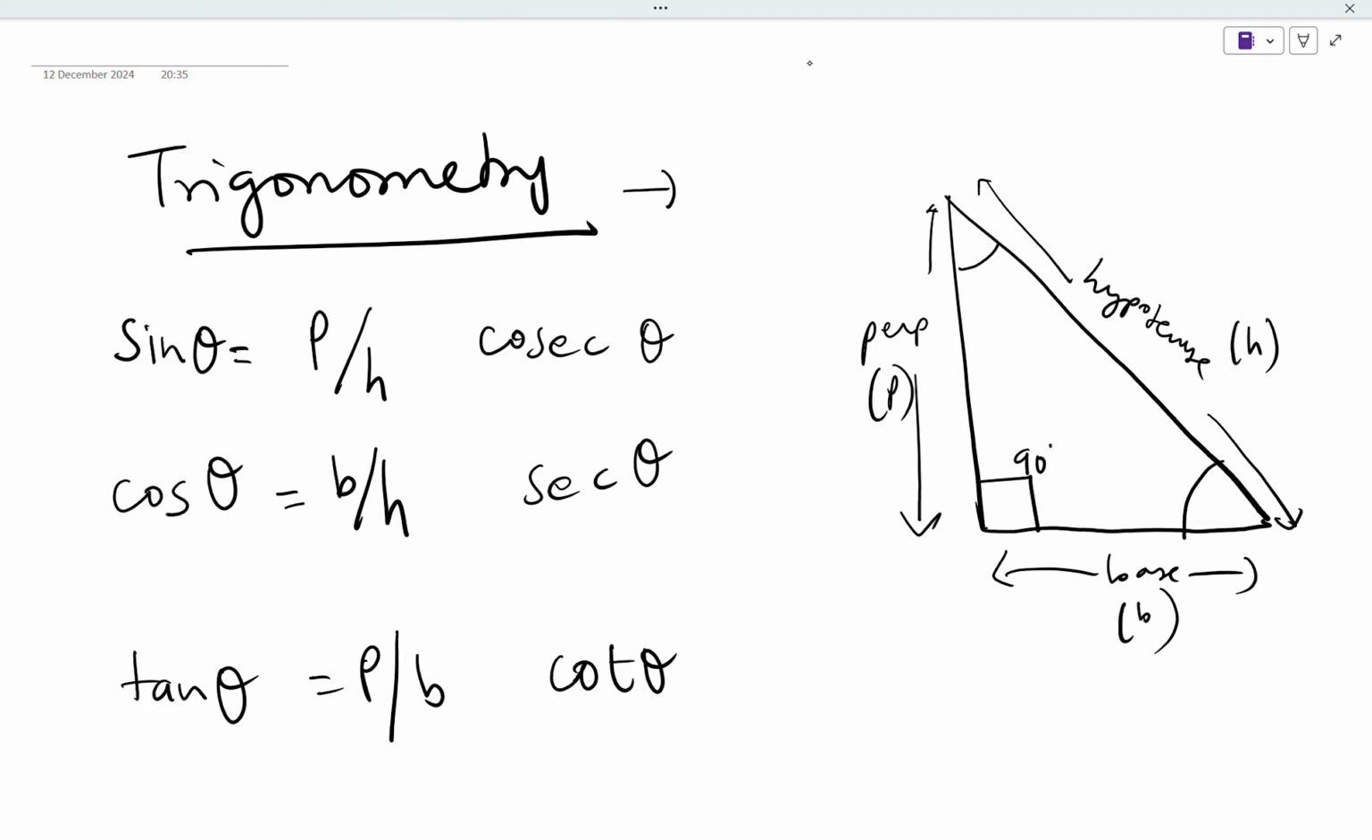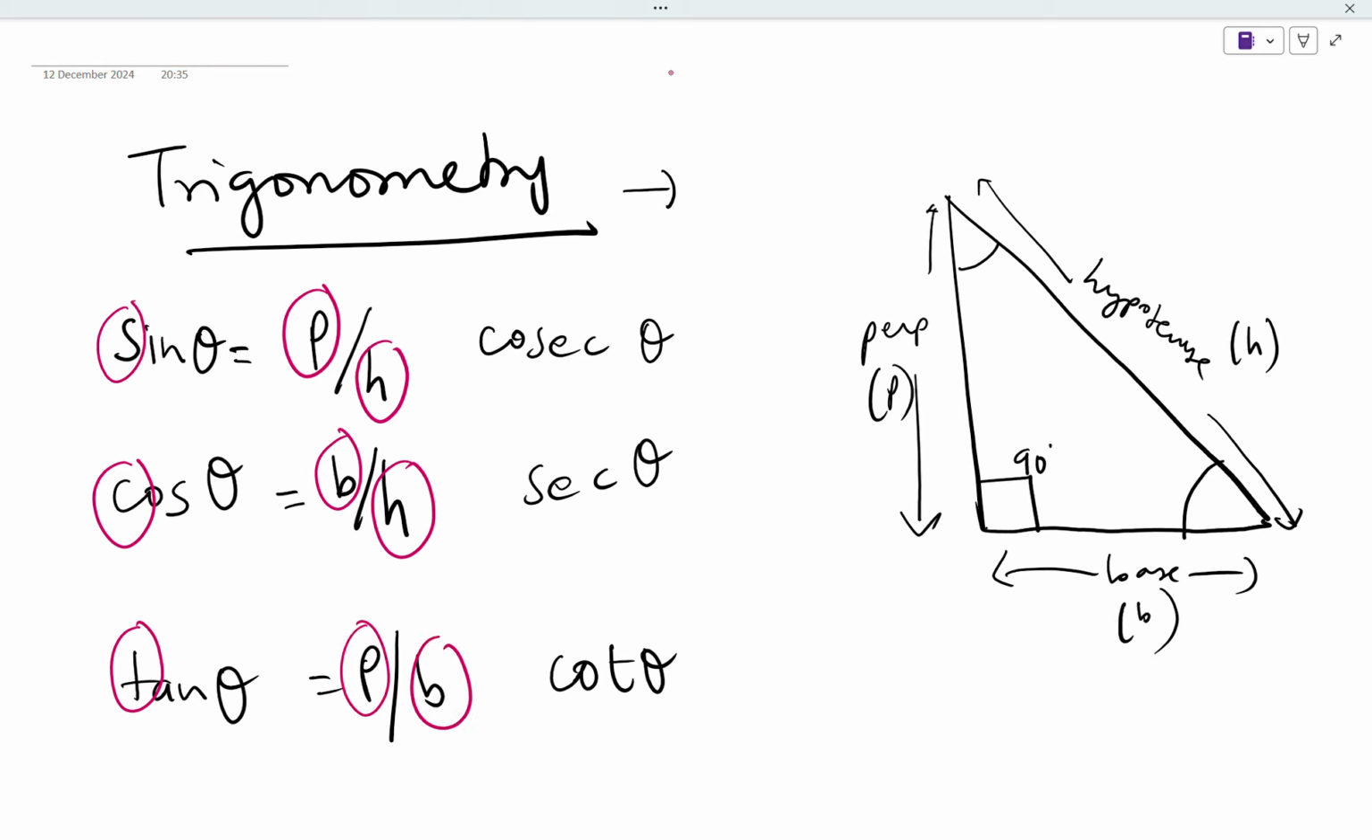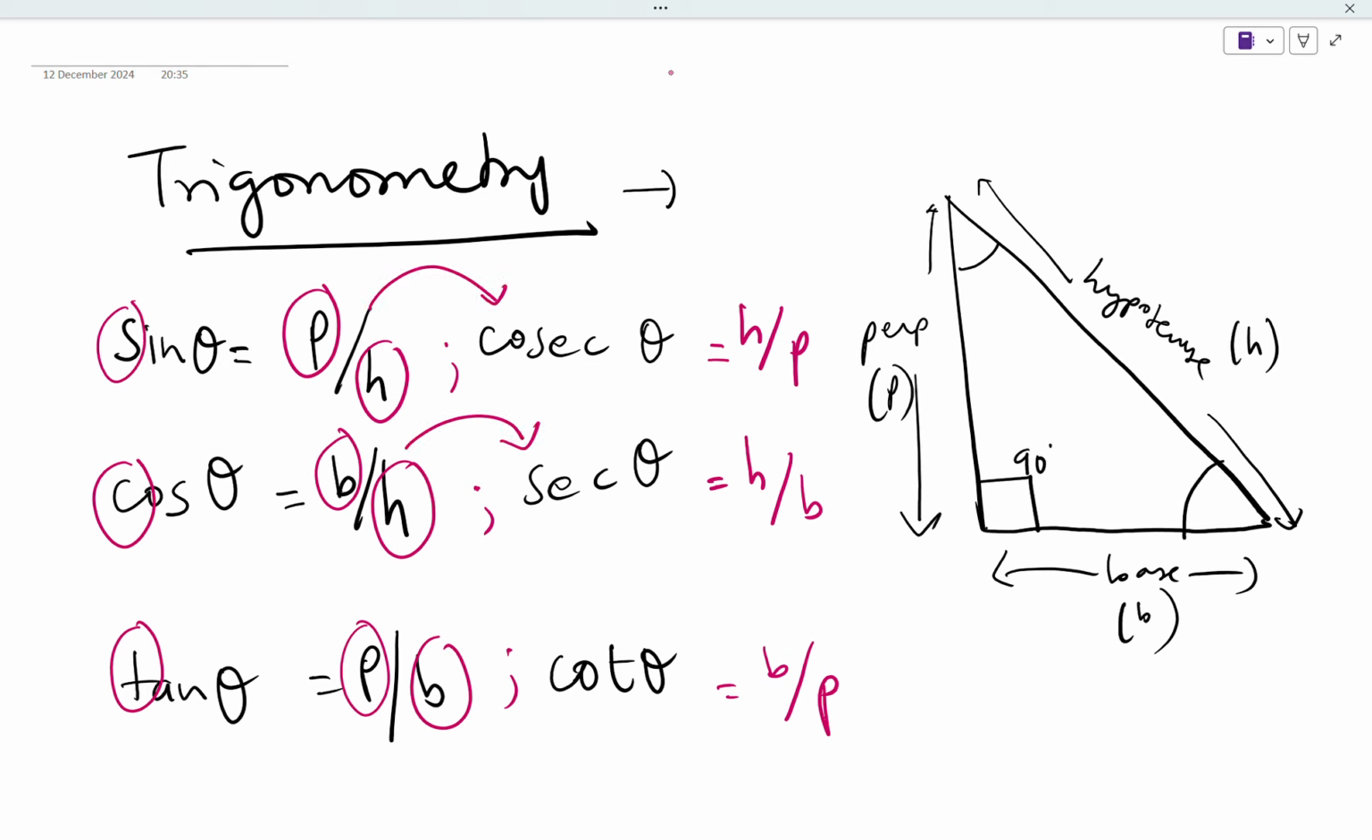You can recite this as a poem: some people have curly brown hair turns permanently black. You can learn it like this for your ease. So sine theta is perpendicular by hypotenuse, cos is base by hypotenuse, and tan theta is perpendicular by base. Now you should consider that sine is the opposite of cosec. So P by H becomes H by P in this case. Similarly, sec is just the opposite of cos, so it becomes H by B, and cot becomes B by P. So you can remember that sine and cosec are inverse to each other, cos and sec are inverse, and tan and cot are inverse to each other. So this is what trigonometry basically governs from an elementary point of view.